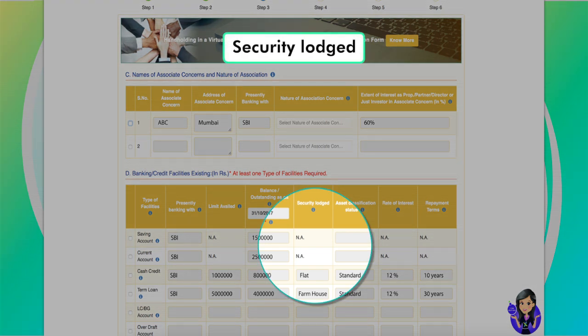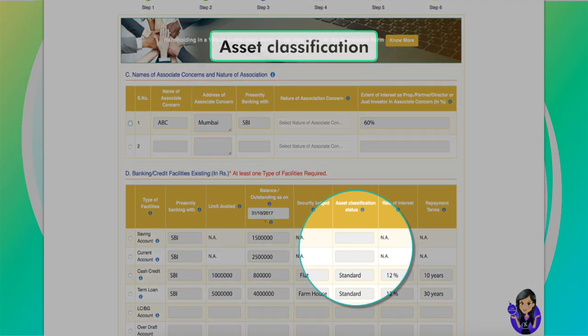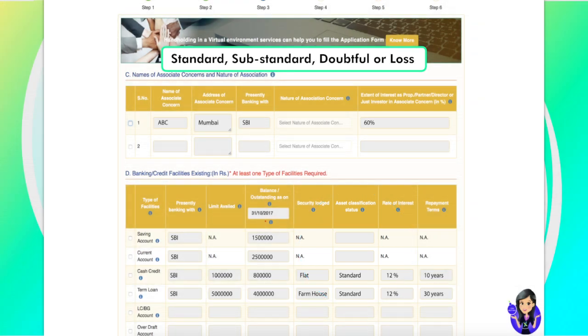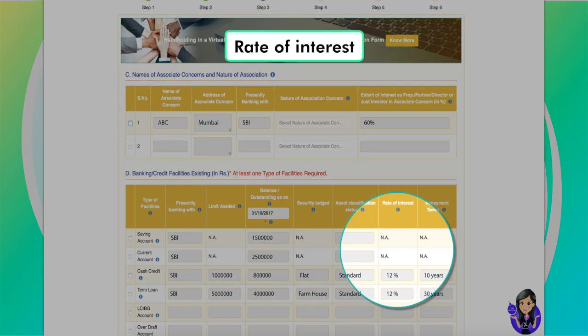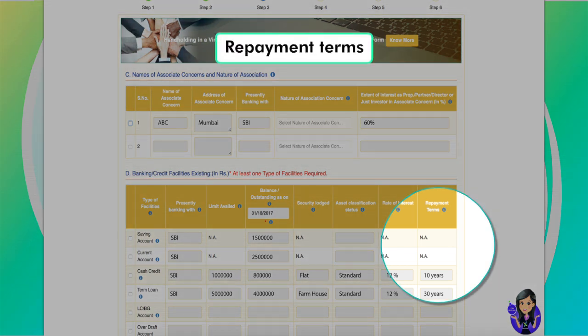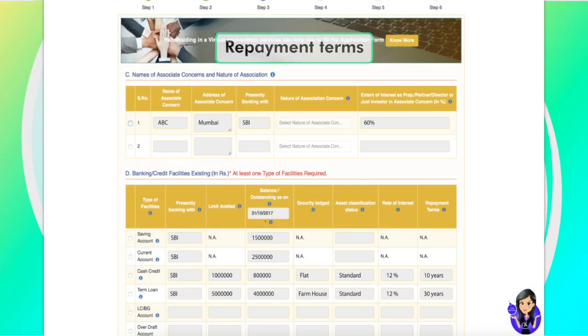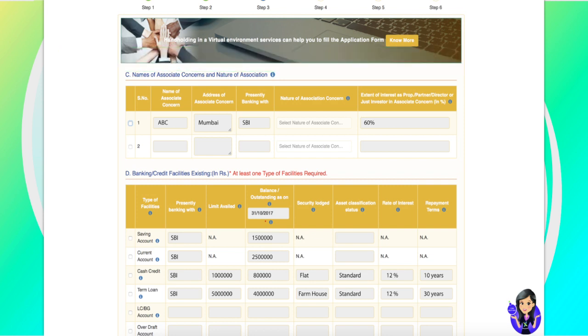Details of the security provided while availing the existing credit facilities need to be entered here. The type of asset, whether it is standard, substandard, doubtful or loss, needs to be mentioned in this field. The rate of interest on the existing credit facilities needs to be entered. The terms and conditions governing the existing credit facilities, like tenure of the loan, penalties in case of delayed payment, rate of interest, etc., need to be entered in this field.